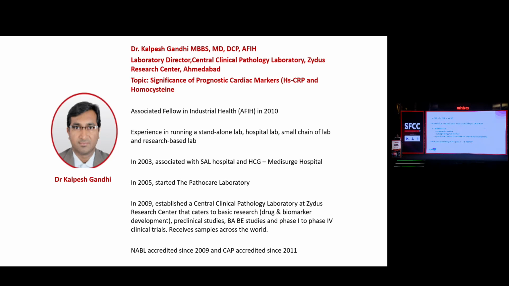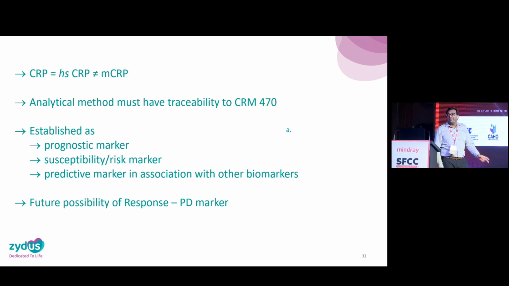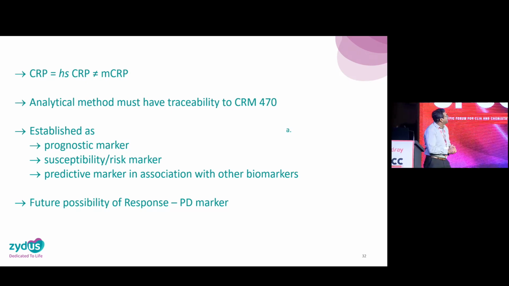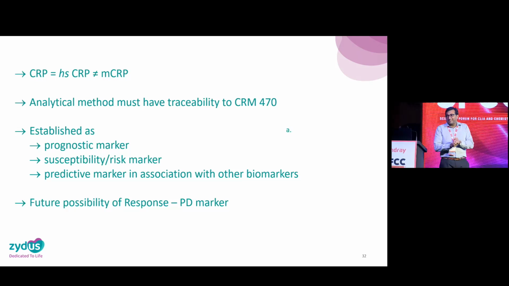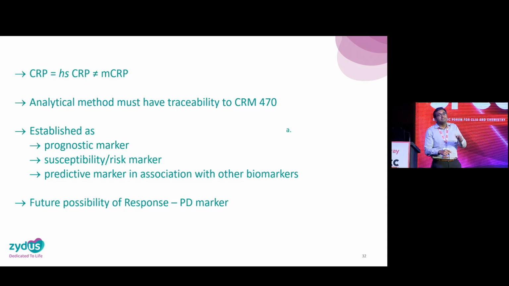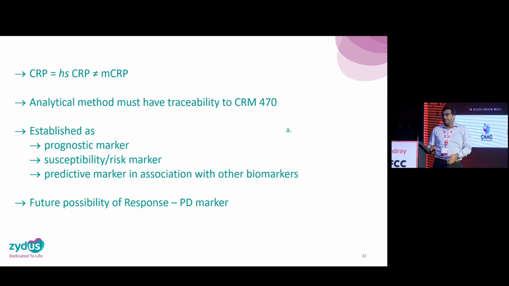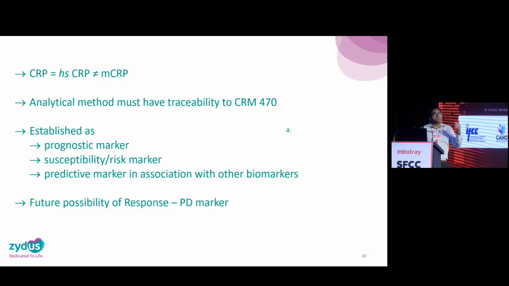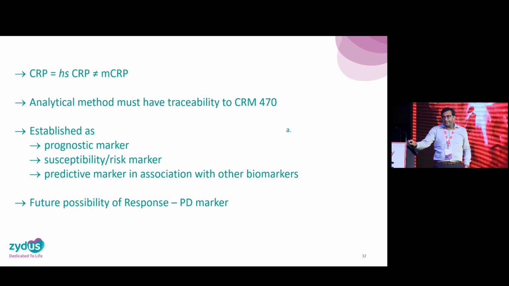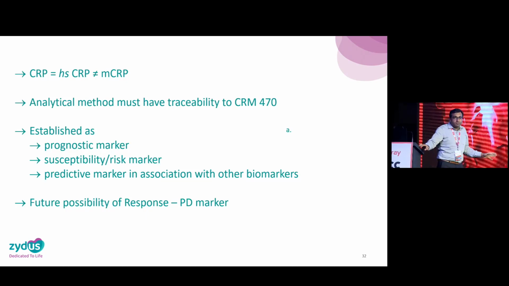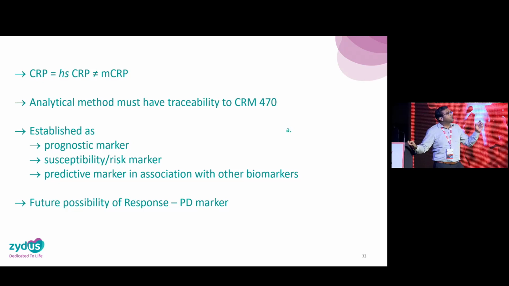So this is the take-home message. First, I flipped these slides. So CRP is essentially the same as what we are analyzing, but with the high sensitive, which increases the sensitivity of that particular analysis. But there is a lot of buzz around since 2017, 18, CRP monomer, will go to that. It is not the same as the HS-CRP or CRP.